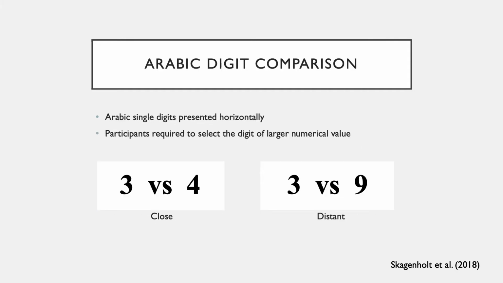In the Arabic digit comparison task, a pair of single Arabic digits were presented horizontally, and participants were instructed to select the digit of larger numerical value. This is an example of the stimuli that may have been presented. As you can see, the 3 versus 4 is an example of the close effect, and the 3 versus 9 is an example of the distance effect.